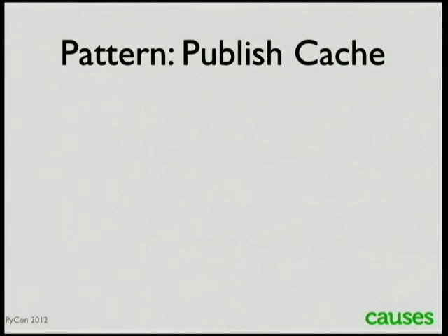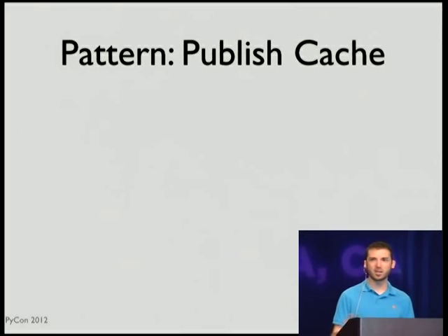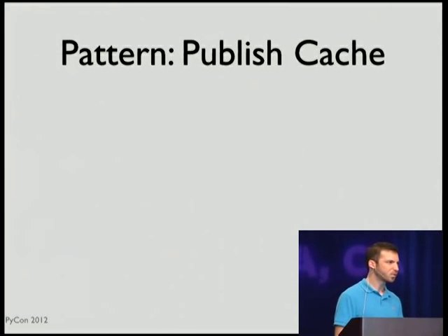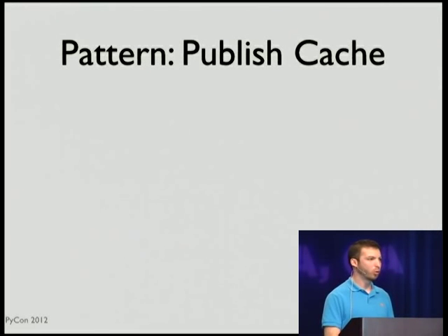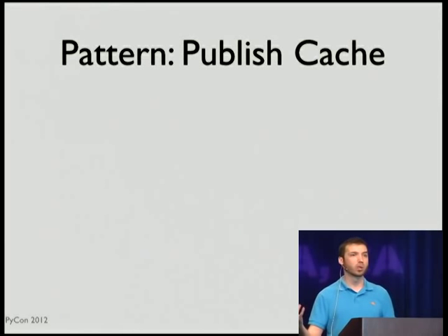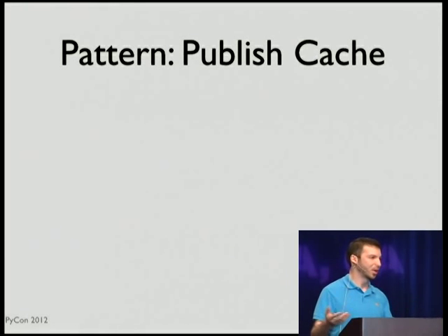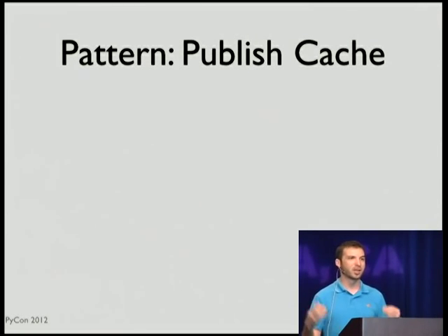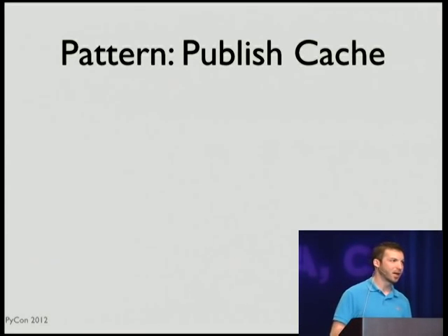So the next pattern I want to talk about is the publish cache. The idea is that you're building some kind of service that is returning a result to a user. And this service is potentially expensive. And so what we're going to do is take the result of one of our service calls. This might be an API hit. This might be something that's rendering a web page. And we can take the entire response of that query and put the entire response into the cache. The next time someone makes this request, we can fulfill their response without ever actually hitting our application.